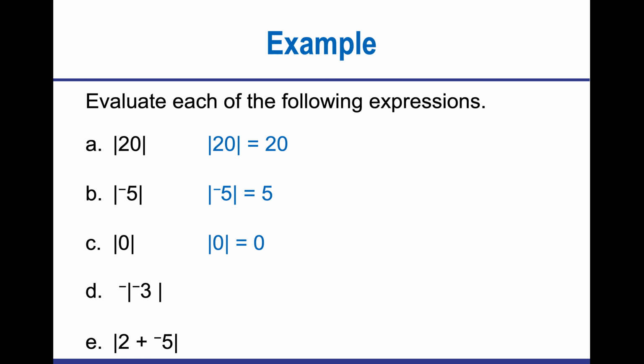In C, 0 has no sign. In D, I would have the negative of the absolute value of -3. The absolute value is going to make that 3 positive, but the negative in front keeps it negative. So the final answer is -3. And then in E, we have to do the operation inside of the absolute value so that we get -3, and the absolute value of -3 is +3.